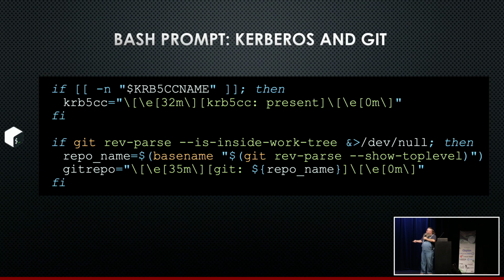I go in here, I check to see if $KRB5CCNAME is declared. That's an environment variable that is declared if you export a Kerberos ticket. If it is, then I just say that, yes, it is. In this case, I have it hard coded as present, but you can change that to be the name of the ticket that is being exported. Easy enough. Then I check if I'm in a Git repo and add that in there. Anything you can do from the command line to check if something exists or not, or if it runs another command, as long as it's a quick running command, you can put as part of your prompt if you want.